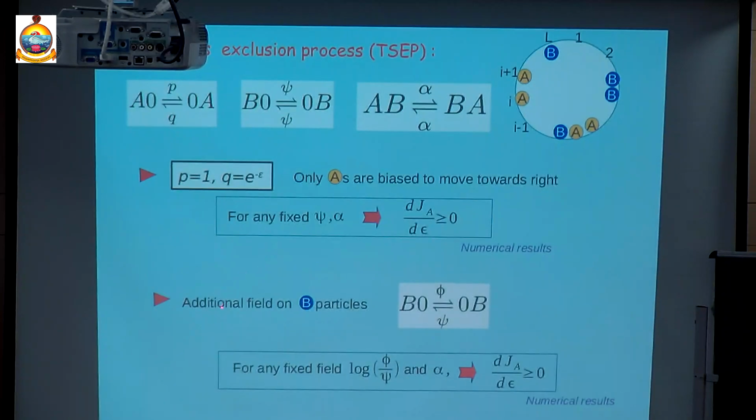Okay, so now another model. Let us say we put an additional field on B. Here B was unbiased, but now we put a bias on B. Let us say B moves with different rates phi and psi. Then the bias on B particle is just log phi by psi, that's the bias by definition. And for any fixed field, if you change epsilon, log P by Q, you still get that the slope of the current is positive. I am just describing failures; it doesn't work. I have talked about many particles, with exclusion, without exclusion, bias on one particle, on more particles, and it is not working. So now the question is where it works.